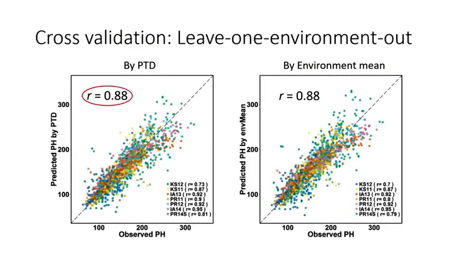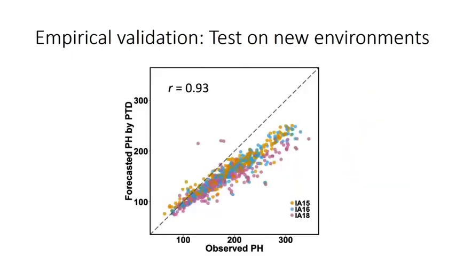So we want to validate our model. First, we did a cross-validation using leave-one-environment-out. If we do the prediction by using PTD, we got a prediction accuracy of 0.88. It's comparable to if we use the environment mean. So that means using PTD, this model works, and it can be as good as using environment mean.